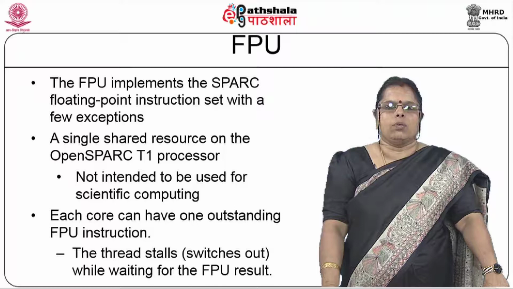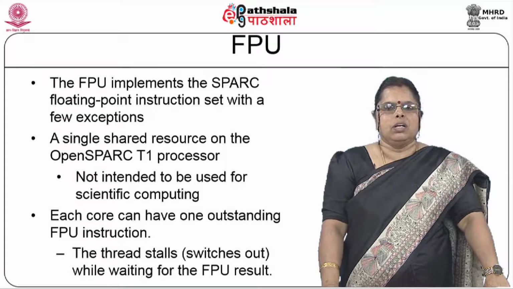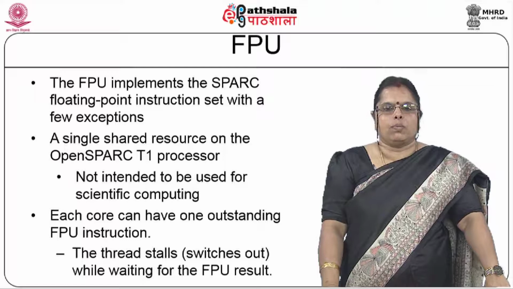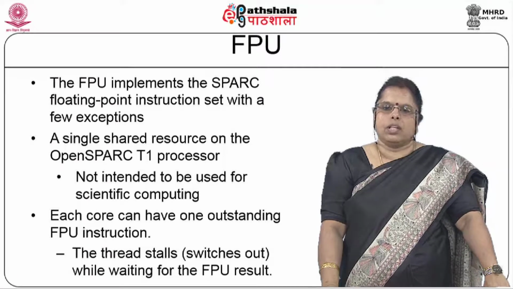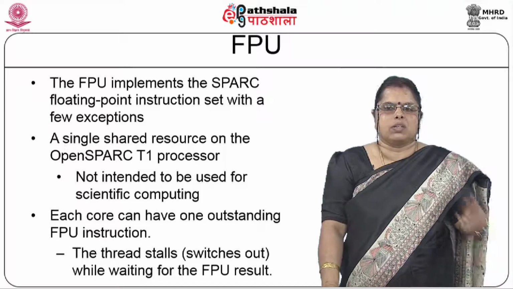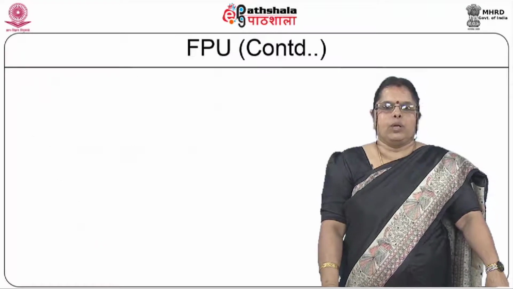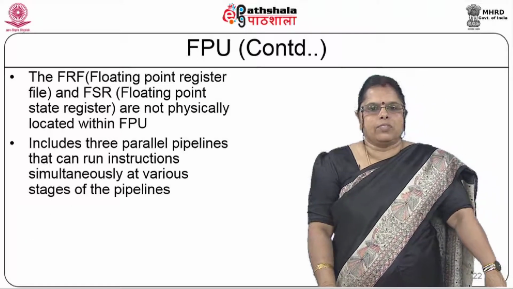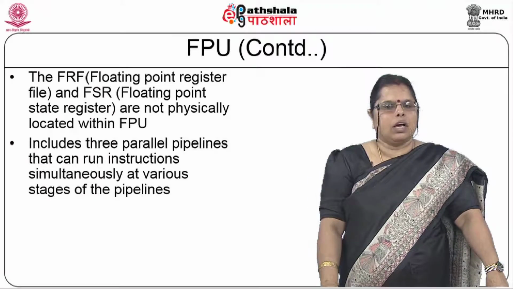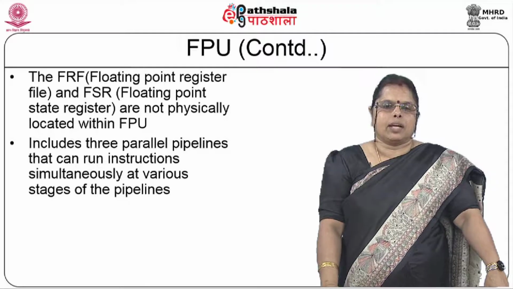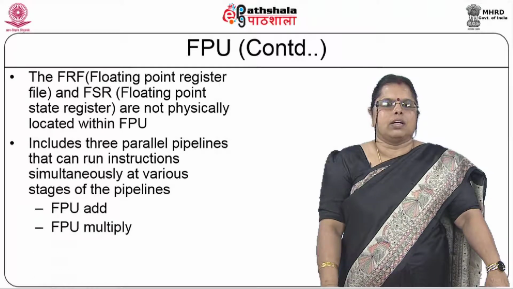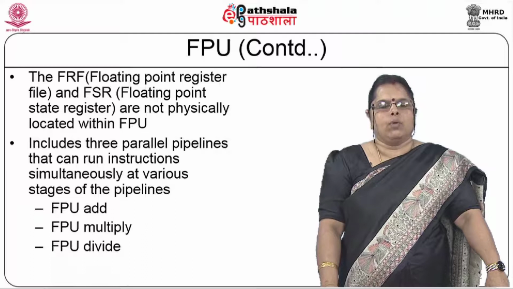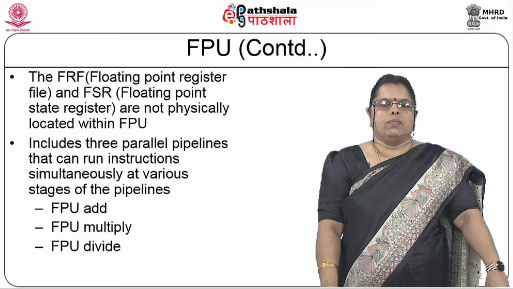And each core can have one outstanding floating point instruction. If you have a problem there, the thread stalls waiting for the FPU result, and switches out of consideration for this core when you do a thread select operation. The FRF, the floating point register file, and the FSR, the floating point state register, are not physically located within the FPU. It includes 3 parallel pipelines that can run instructions simultaneously at various stages of the pipeline. The instructions that can be executed are floating point add, floating point multiply, and floating point divide.